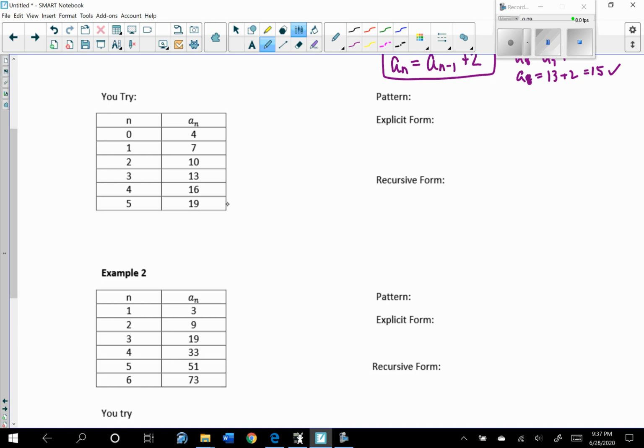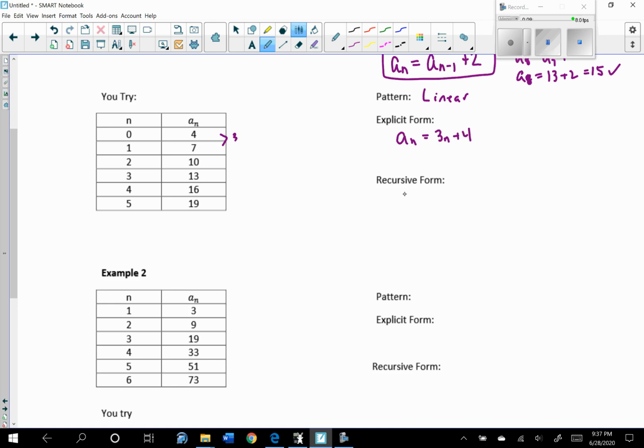So for this one, when you subtract, the difference for each of these you should get is 3, which means this pattern is linear. And so the explicit form, again, when you plug it into your calculator, you get a sub n is equal to 3n plus 4.